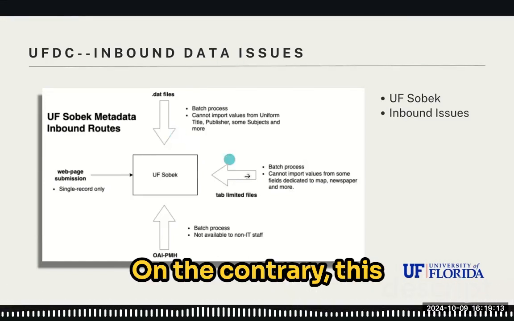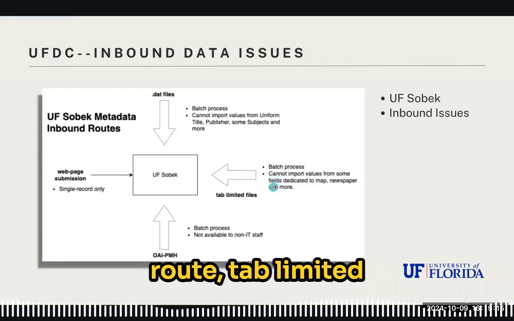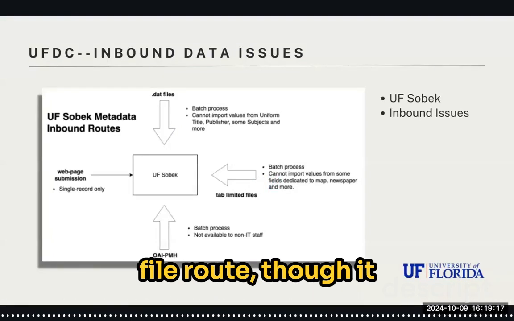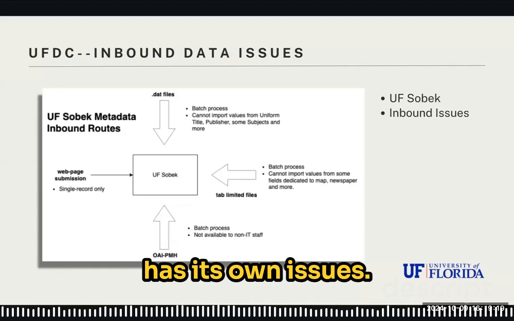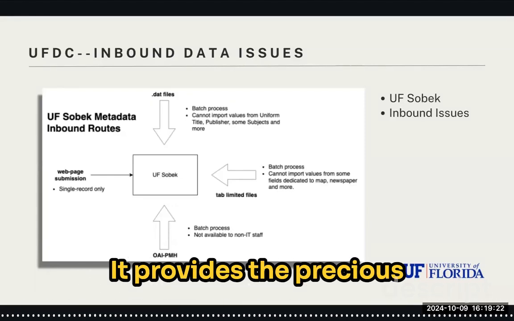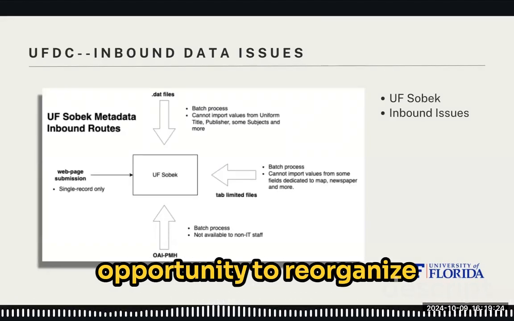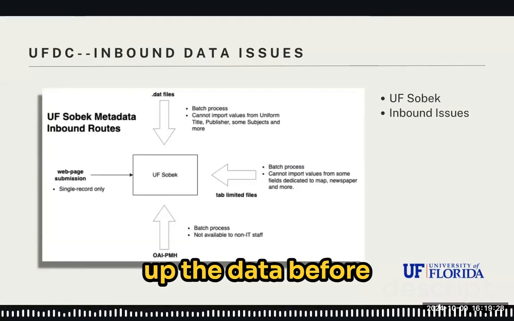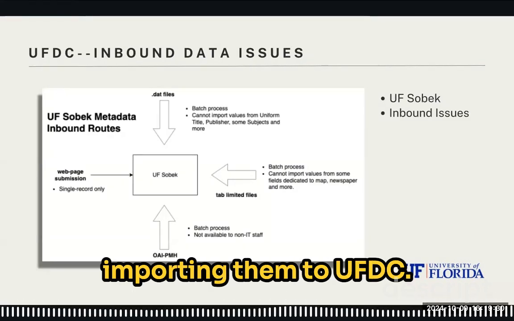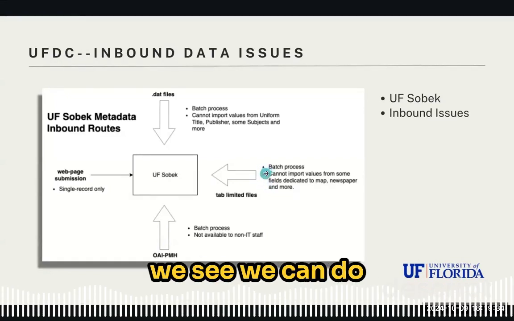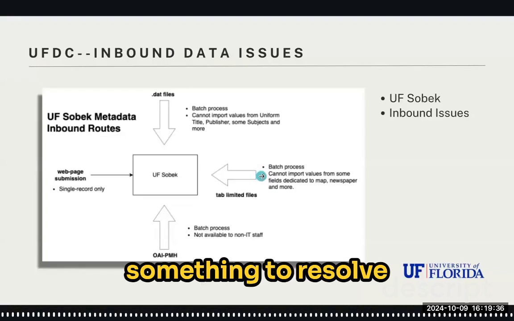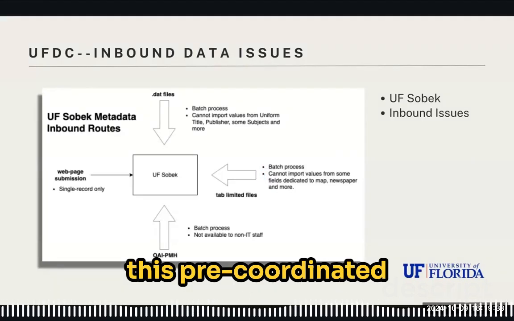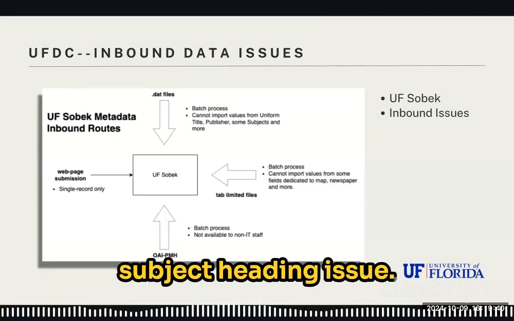On the contrary, this route, the tab limited file route, will have its own issues. It provides the precious opportunity to reorganize, dedupe, and clean up the data before importing them to UFDC. And that's where we see we can do something to resolve this pre-coordinated subject heading issue.